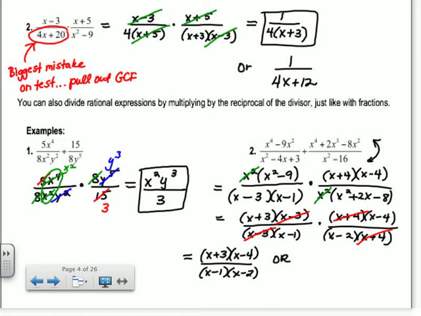So when you multiply it out, FOIL it out, so I get x times x is x squared. My outer is negative 4x, and my inner is plus 3x. So that makes negative x when you combine them. And my last is 3 times negative 4, so negative 12. All over, x times x is x squared. My outer is negative 2x, my inner is negative 1x, and minus 3x. My last is plus 2. Okay, so write it like that.